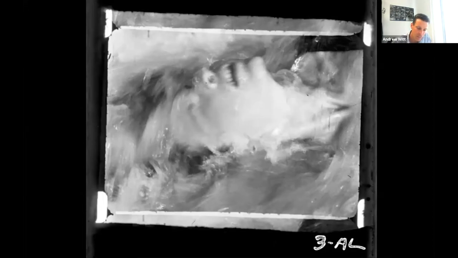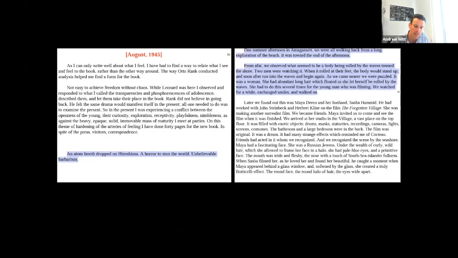A year later, when Deren and Nin had officially met at the couple's apartment on 61 Morton Street in Greenwich Village, during a screening of At Land, Nin had recognized the image of Deren immediately. What is peculiar, however, is how Nin framed this encounter with Deren in her diary. It followed immediately after Nin's entry on the bombing of Hiroshima. She writes, "A horror to stun the world, unbelievable barbarism."